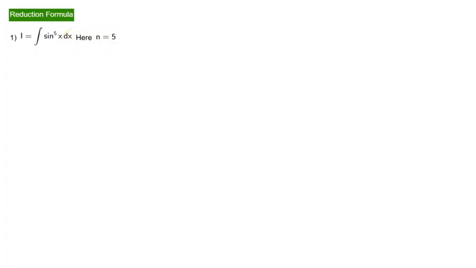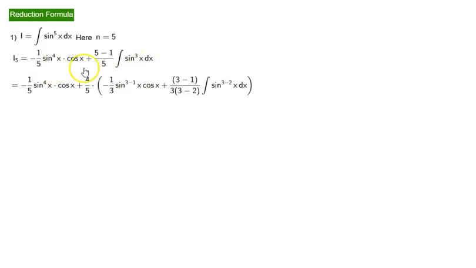So here n is equal to 5. So applying the reduction formula, minus 1 by n, that is 5, sine to the power of n minus 1, which is 4, x, times cos x, plus (n minus 1) by n, integral of sine to the power of n minus 2 x dx. Now, simplify whatever we can.